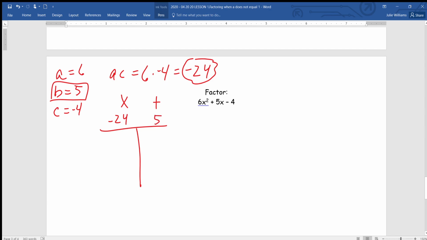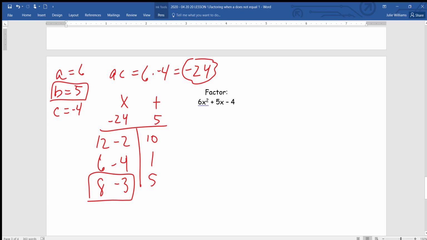Alrighty, so let's think here. We have 12 and negative 2. Well, that's 10. We have 6 and negative 4, that's 2. We have 8 and negative 3, that's 5. I'm going to be using those.